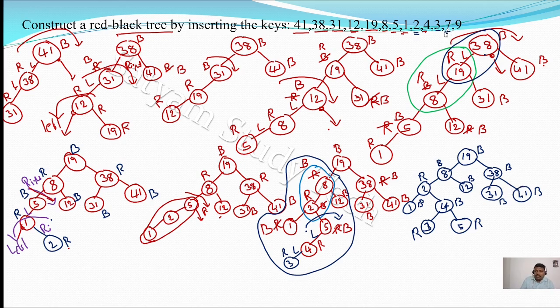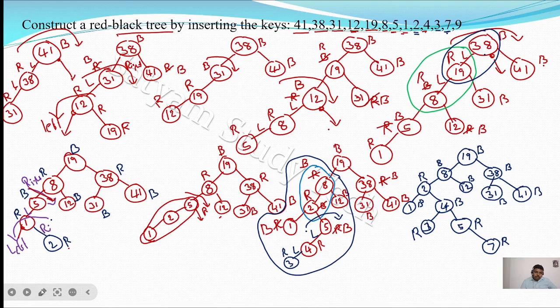Now we can add 7. Where can you add 7? When compared with 2 and 4, 7 will be added to the right of 5, here the 7. Again here you can see the red violation. The parent is 5, and the sibling of 5 is 3. Here it is red color, here also red color.